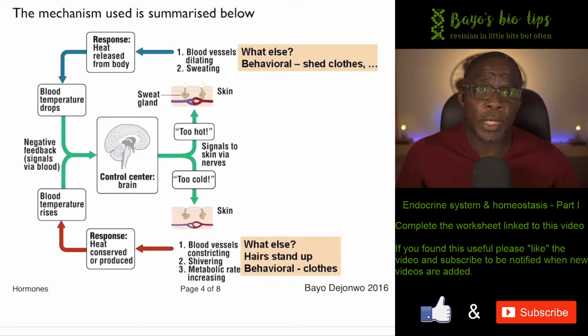So how does it achieve that? In our evolutionary past, we used to be a lot hairier, and some people are still very hairy, but most of us aren't particularly hairy. And as such, one of the responses is that hairs on your skin become more erect. And that means that you can end up with a blanket of air, which is heated by the body, which helps to maintain the heat within the body. As I said, in modern humans, that isn't necessarily that helpful, but you can still see that response. What else can the body do?